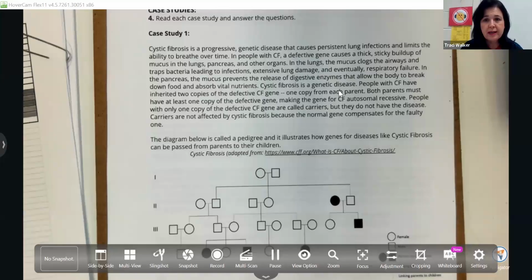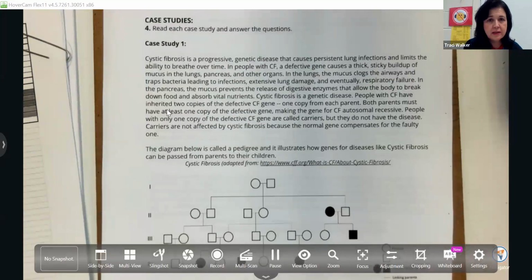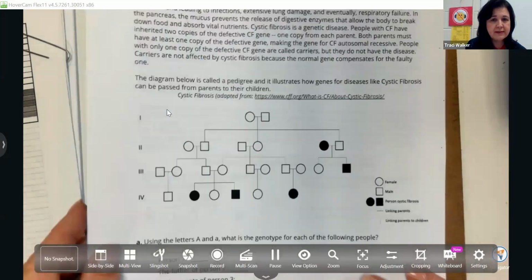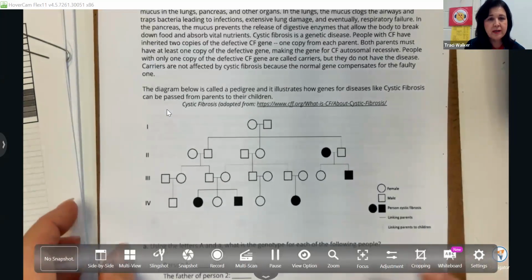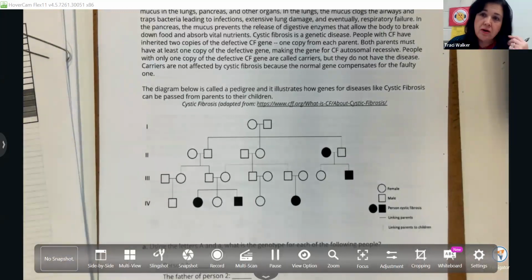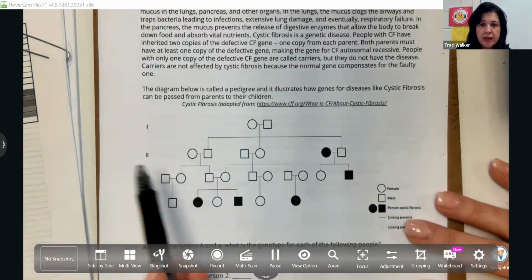Okay, so I'm going to share my document camera screen with you. We're going to look at this case study. Now, before I read about the case study, let's just review real quick what all the different parts of a pedigree are, because that's what we talked about in the last video. So just a real quick review.